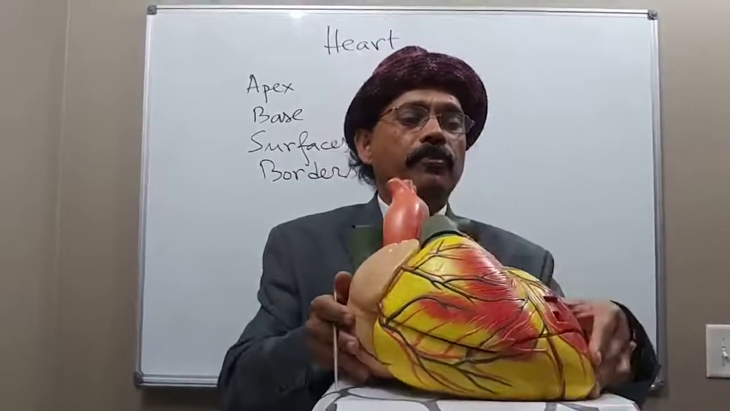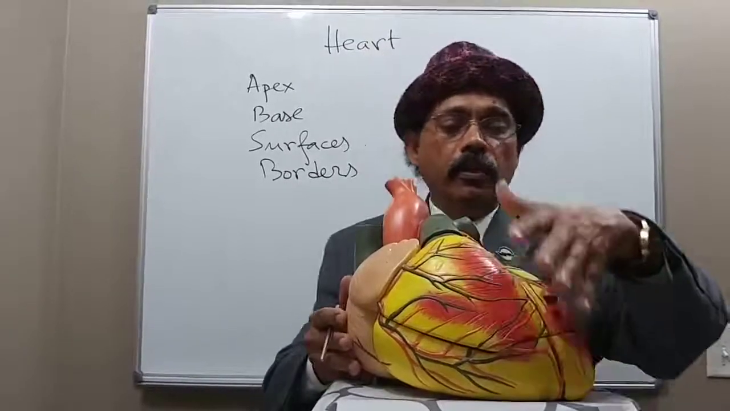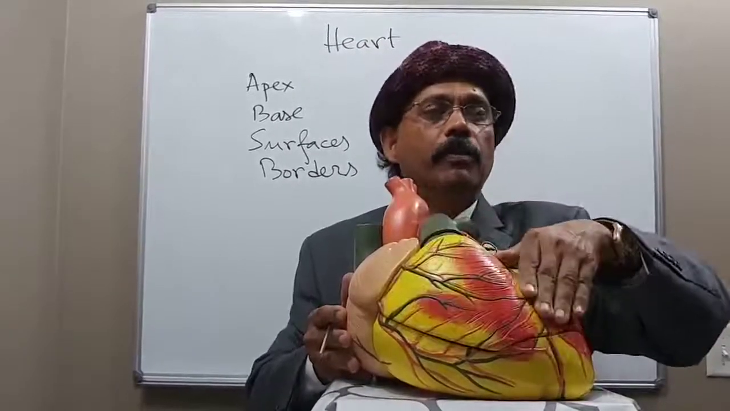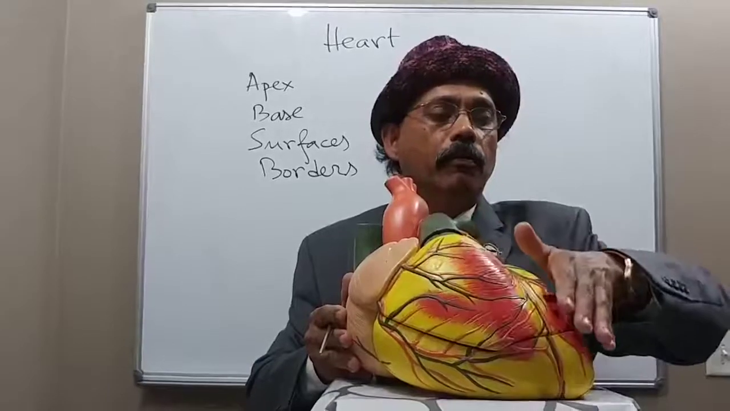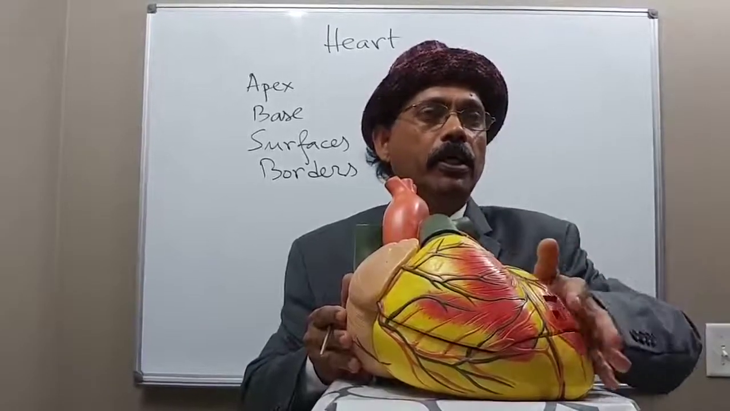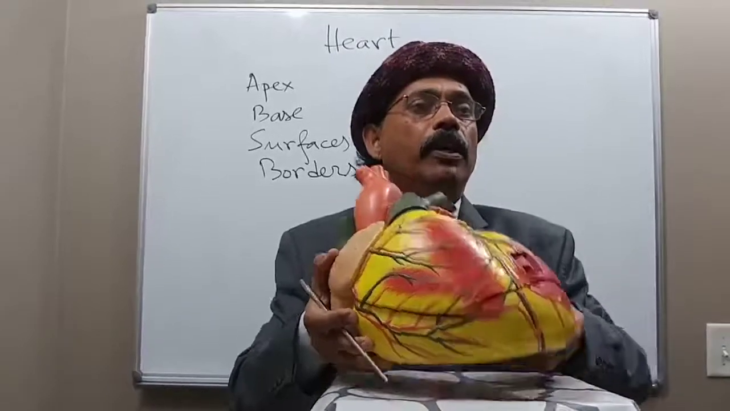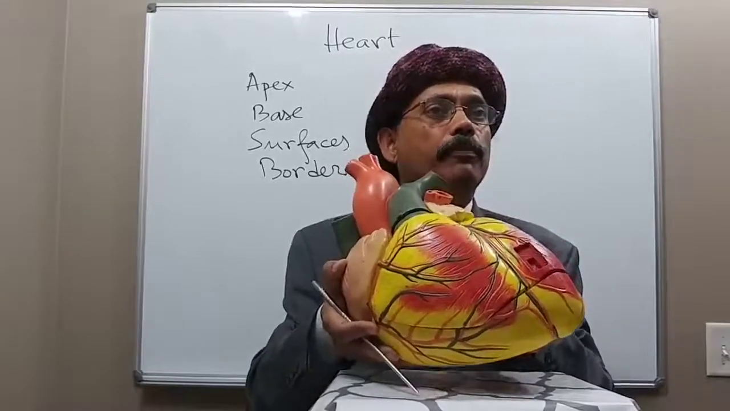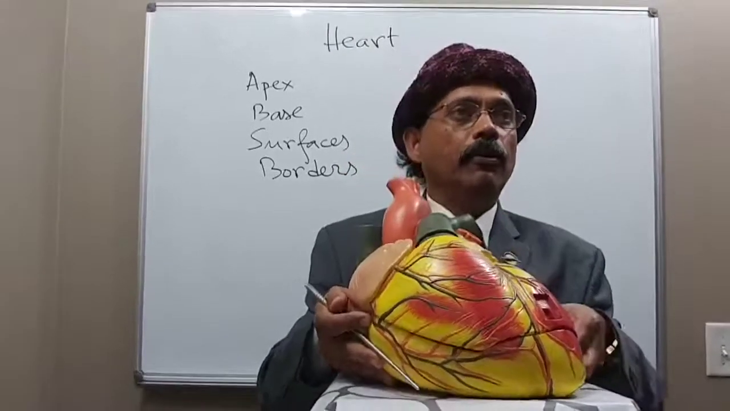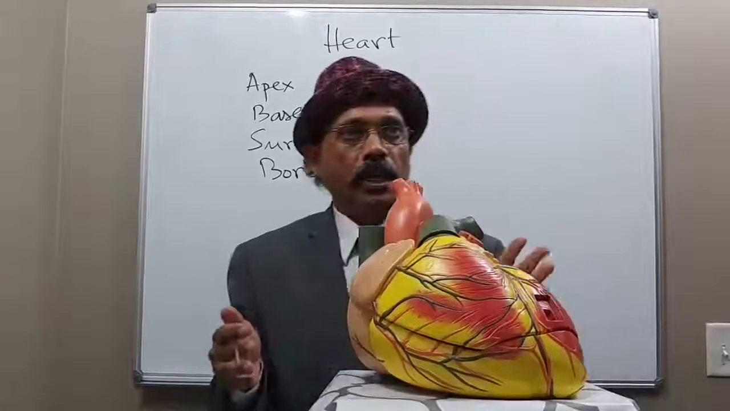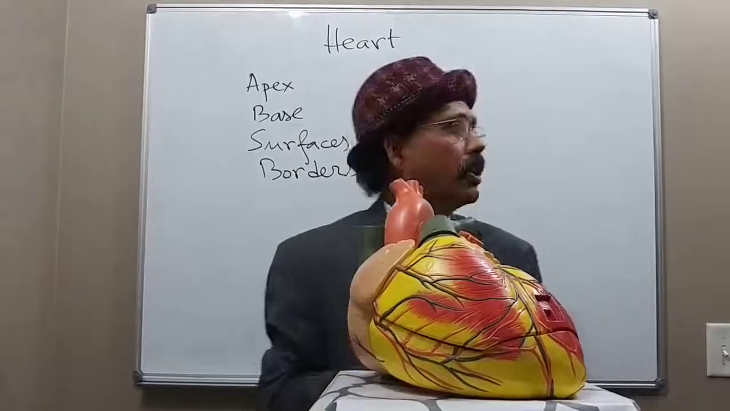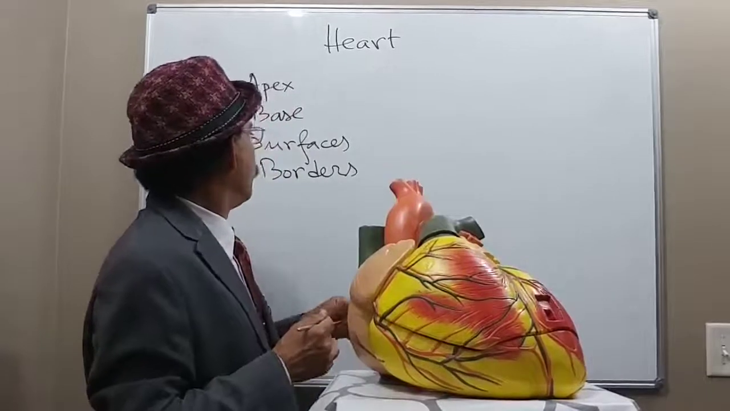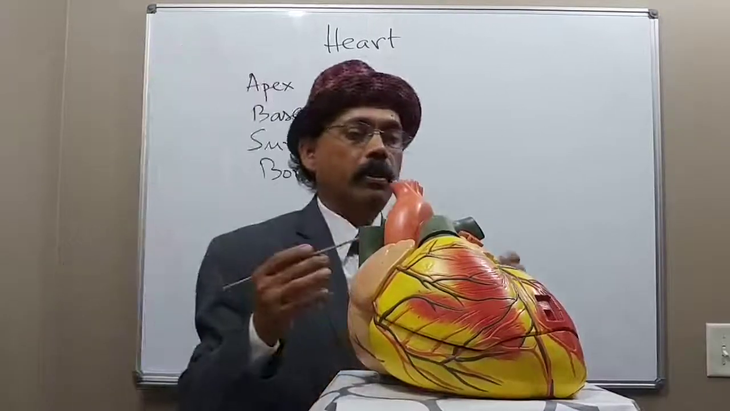On the sternocostal surface, 2/3 of the area is covered by the right ventricle, and 1/3 by the left ventricle. On the diaphragmatic surface, the left ventricle has the maximum contribution. Okay, we got the apex, base, margins, surfaces and borders of the heart.